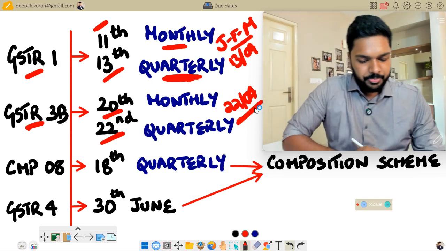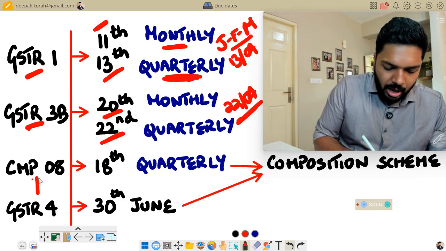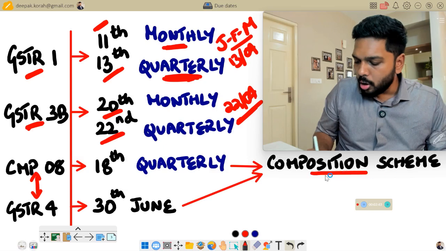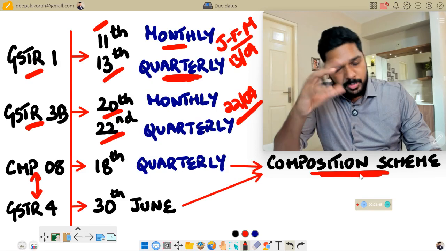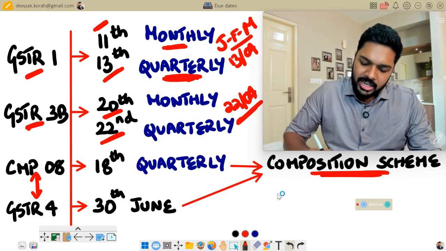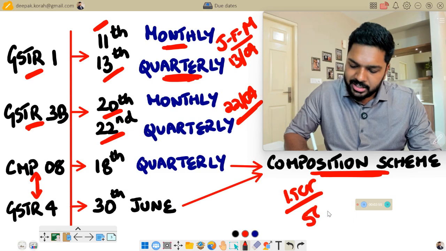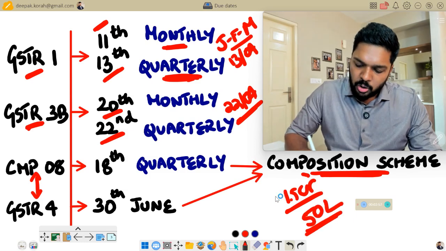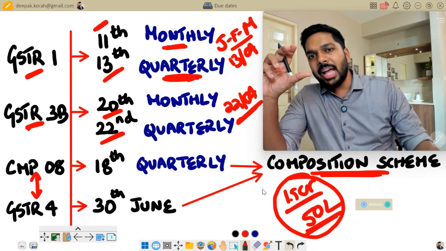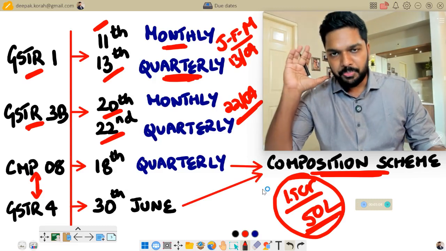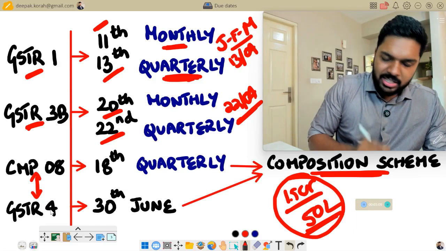The next two returns, called CMP-08 and GSTR-4, are basically relevant for those under the composition scheme or composition taxpayers. These are small taxpayers whose turnover is not exceeding 1.5 crore if you are dealing with goods or 50 lakhs if you're dealing with services. So if you're within these threshold limits, then you can opt for the composition scheme and pay GST only at a smaller percentage of the taxable value. And your compliance is also less because you just need to take care of CMP-08 and GSTR-4.